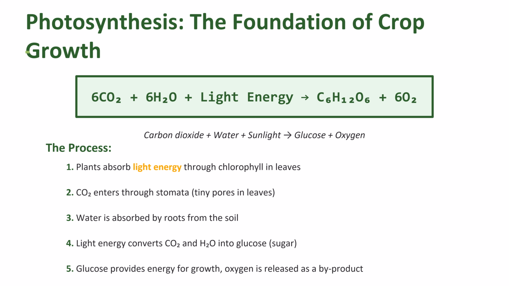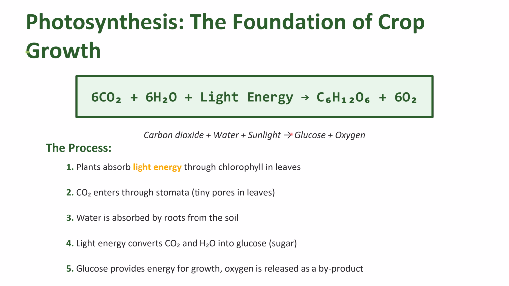We have talked about the soil, weather, and the climate, but now let's look at the actual magic that happens inside the plant: photosynthesis, the foundation of crop growth. This is the chemical process where plants create their own food. Here is the chemical equation for photosynthesis: carbon dioxide plus water plus light energy makes glucose and oxygen. Carbon dioxide, water, sunlight, glucose, and oxygen.